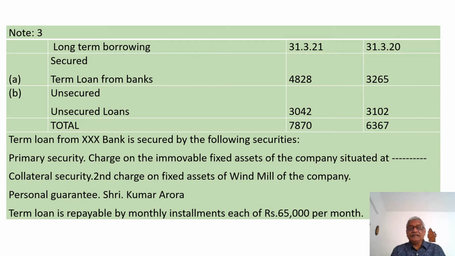Say for example, here is a term loan availed from a bank. Here is an unsecured loan availed from some source. So the note 3 will clearly mention long-term borrowing secured. Term loan from bank, the amount outstanding is indicated. Similarly, there is an unsecured loan. So it is very clearly mentioned unsecured loan and the amount. Now, term loan from XXX bank is secured by the following securities. Primary security, charge on the immovable fixed assets of the company situated at dash dash dash. Similarly, in case any collateral security is given, second charge on fixed assets of windmill of the company. Then personal guarantee of Sri Kumar Arora. Then term loan is repayable by monthly installments each of 65,000 per month. So such information need to be provided in the notes of the long-term borrowing.